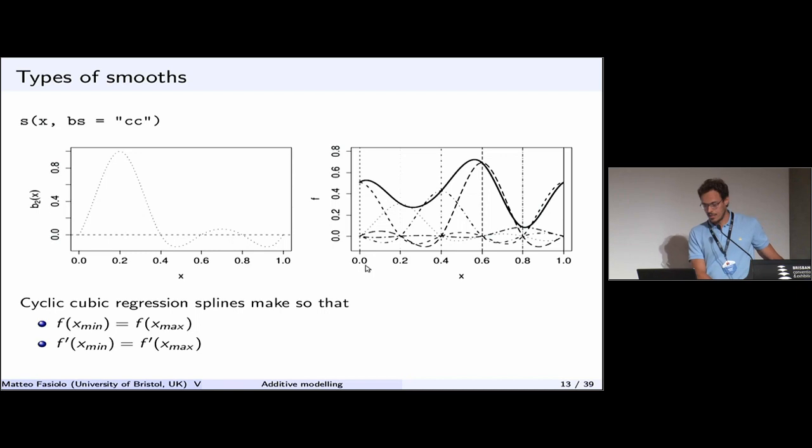Then we have other basis functions. Another useful one is the cyclic basis function. Here you have one of the bases, then you have several of them. Again, you take a linear combination and you get your total effect. The property of this kind of smooth is that the effect and its first few derivatives will match at the two extremes. So the effect at x equals 0 will match the effect at x equals 1, and also its first derivative will match. This is useful when you are modeling some seasonal effect, where you want, for example, the effect of the same variable on the 1st of January to be the same as on the 31st of December.